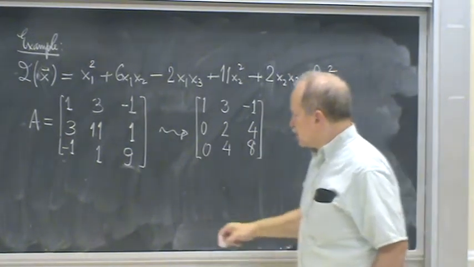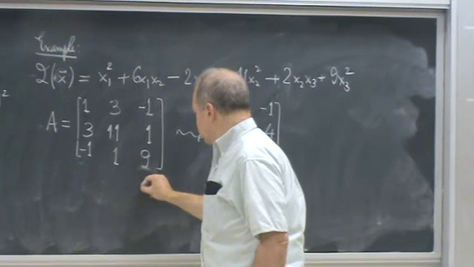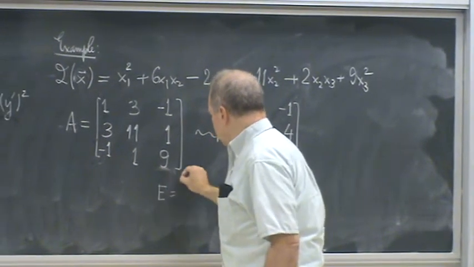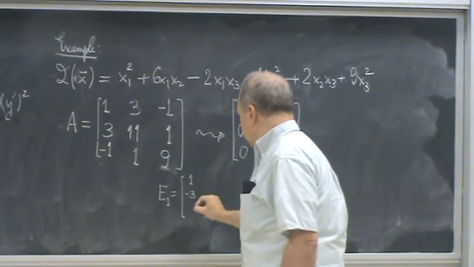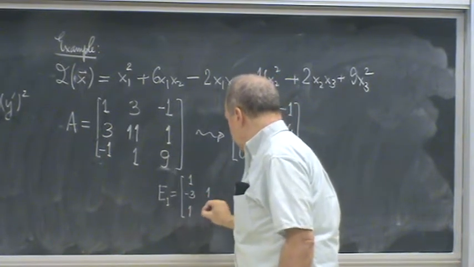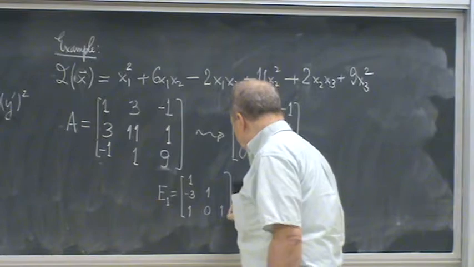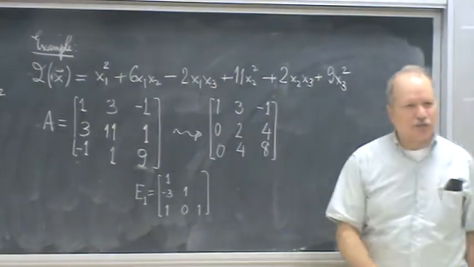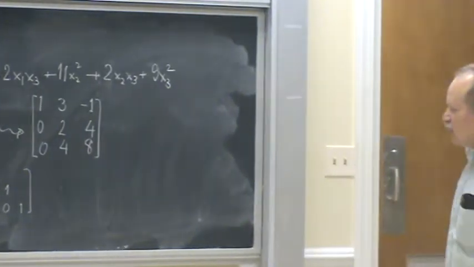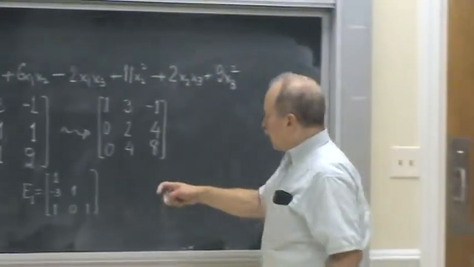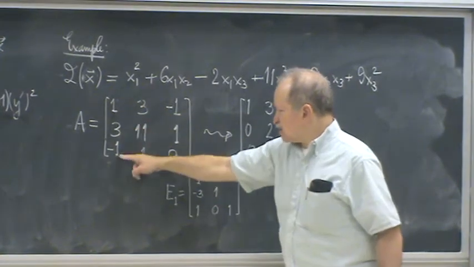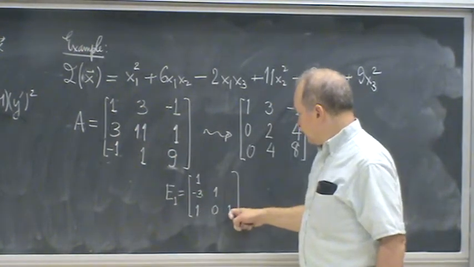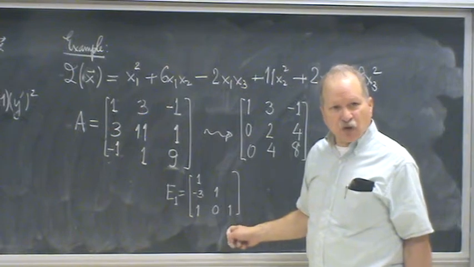So what matrix did that? Oh, yeah, some more: 1, 0, 0, -3, 1, 0, 1, 0, 1. I'm again getting lazy and not putting all the zeros in the upper right. So we kept the rows the same, but then added -3 times the first to the second, and added 1 times the first to the third. So that's my first bunch of row operations.